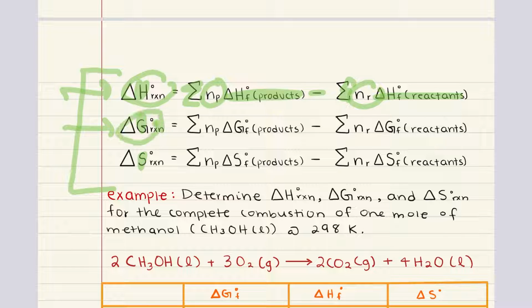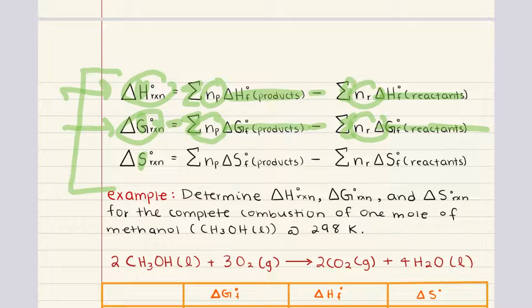Now, let's talk about standard Gibbs free energy change for the reaction. This is found by taking the sum of the standard Gibbs free energies of formation for the products, each multiplied by their respective stoichiometric coefficients, and then subtracting it from the sum of the standard Gibbs free energies of formation of the reactants, each also multiplied by their respective stoichiometric coefficients.